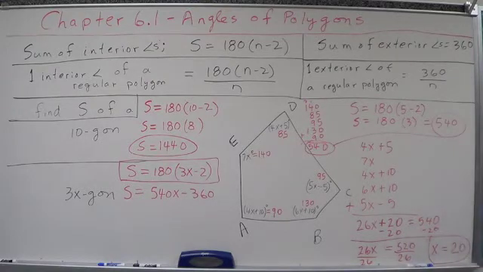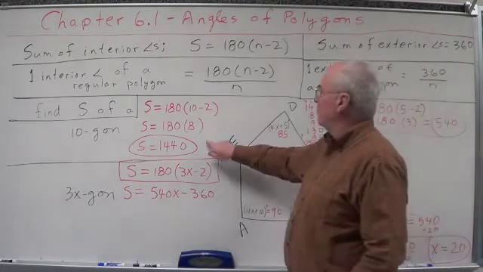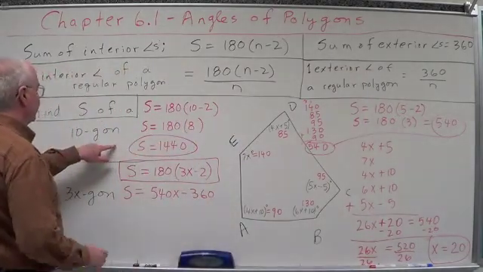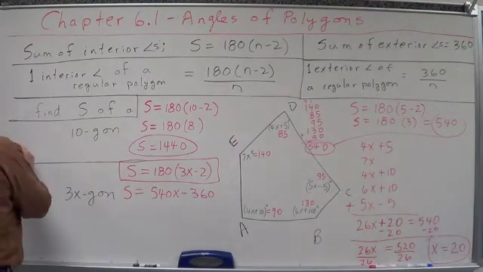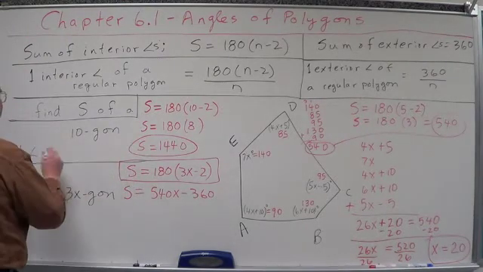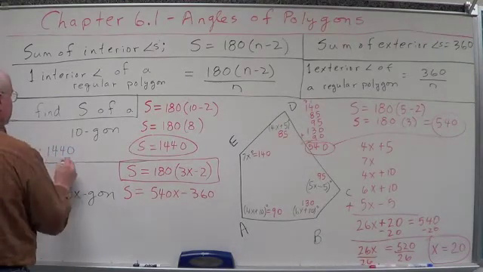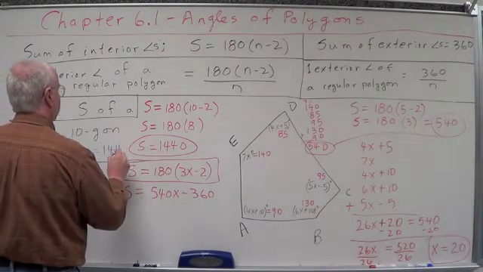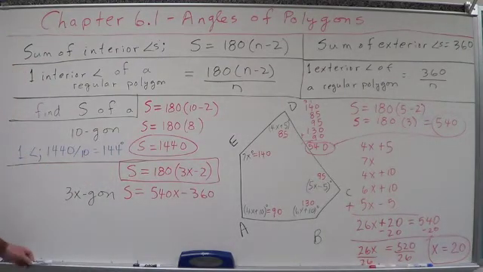Couple of problems. We've got a couple more we want to look at. Now, what does one of these equal? Let's look at this problem and say, what does one of these equal? Well, I want to know what one angle is. One angle is going to be 1440 divided by 10 equals 144 degrees. So one angle would equal that.